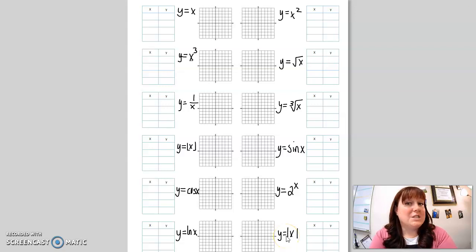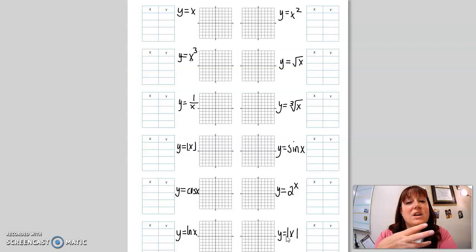We're talking parent functions today. So what's a parent function? Well, let's think about it. I'm a parent and I have children, right? And my children might look a little bit like me. You know, some of them have the same facial features and some of them maybe have the same height as me, but they don't look exactly like me, right?